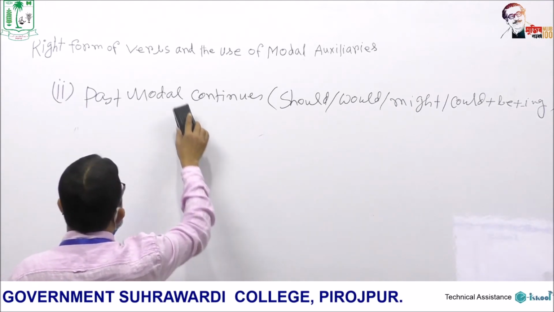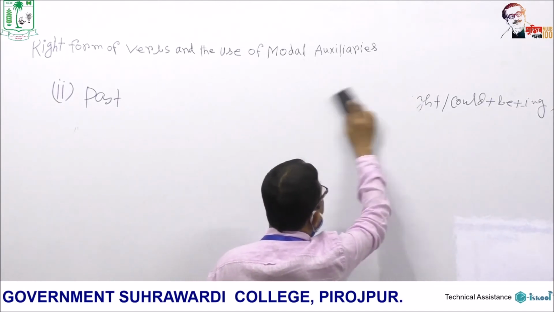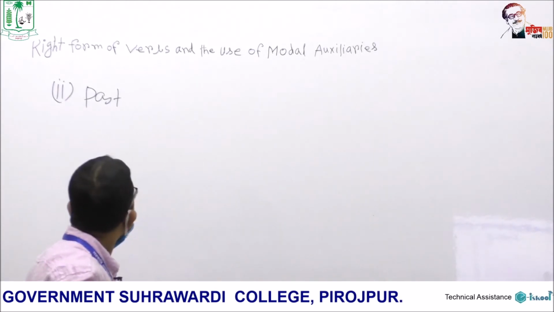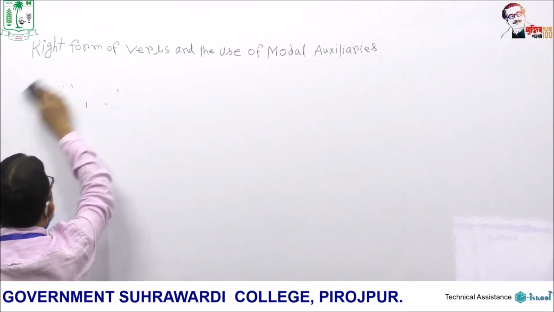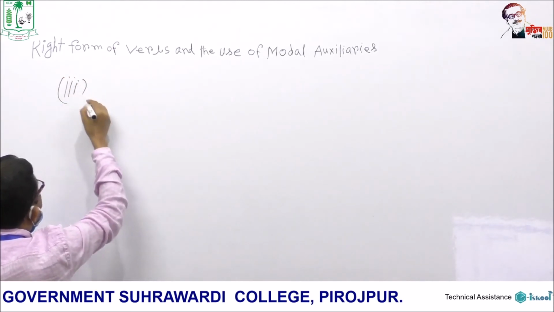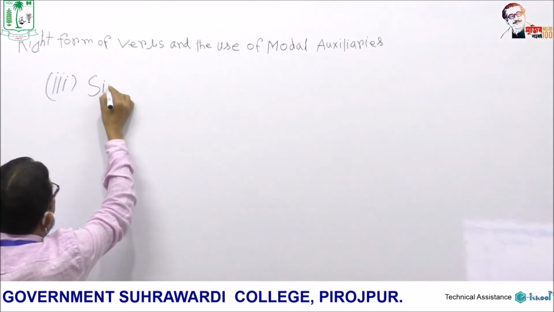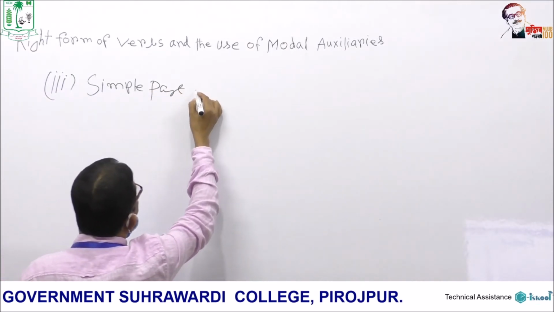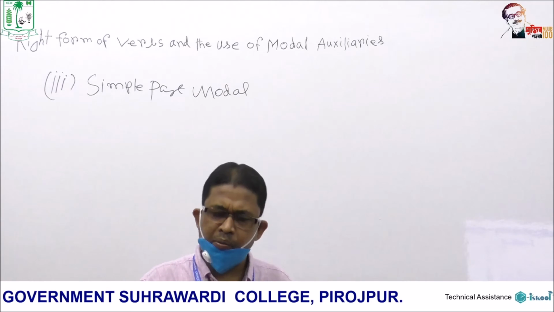And that is the past model, simple past model. Number 3. This is the third structure for modal auxiliaries: simple past, or simple past model.